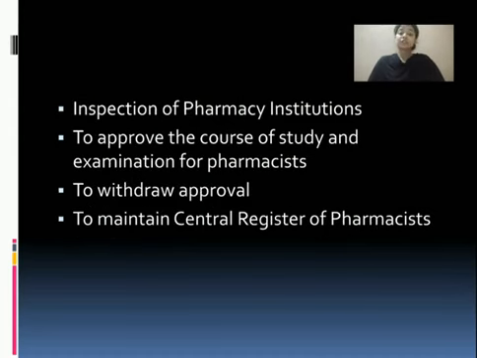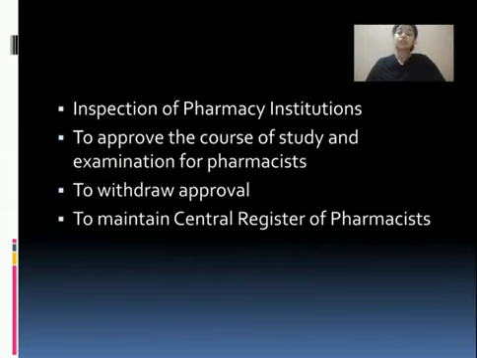Continuing with the functions, the next function is the inspection of pharmacy institutions which are seeking approval under the Pharmacy Act to verify availability of the prescribed norms. Then another function is to approve the course of study and examination for pharmacists, meaning the approval of the academic training institutions providing pharmacy courses. Approval of the institutions is also the function of Pharmacy Council of India.